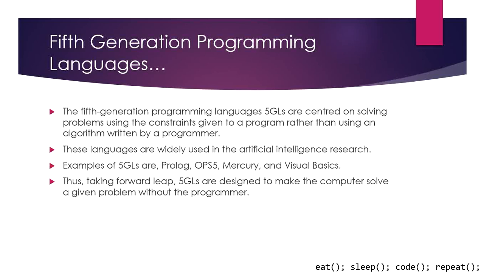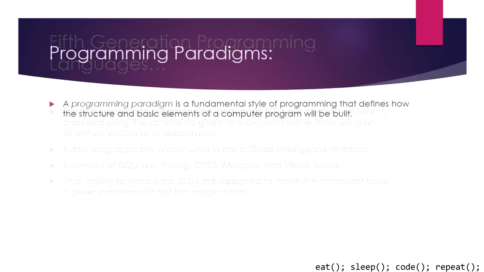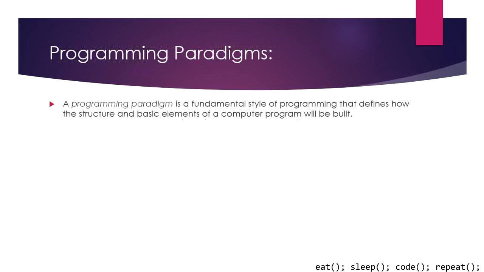So Python is my language, and I'll say that Python is a third generation language, but it has fourth generation properties, attributes. Now, programming paradigms. What are paradigms? There are different styles of writing programs. Fundamental styles of programming that define how the structure and basic elements of a computer program are to be built. How we are going to build that particular program, we're going to define in this.